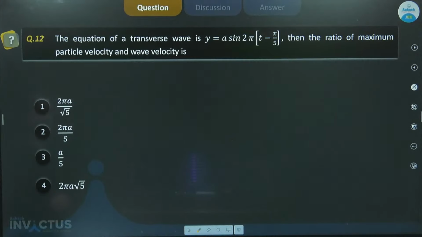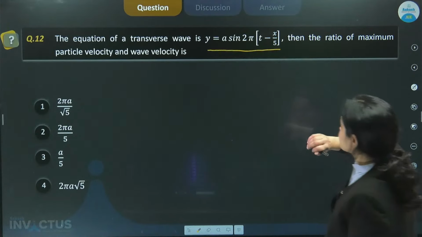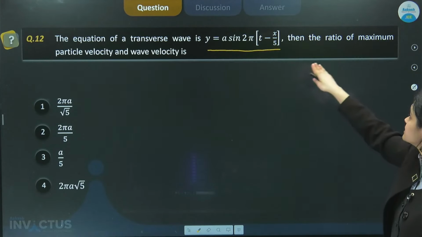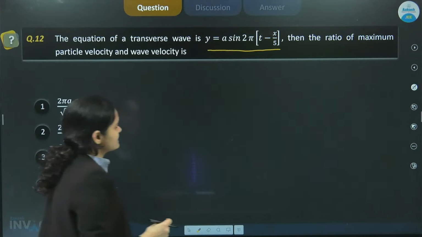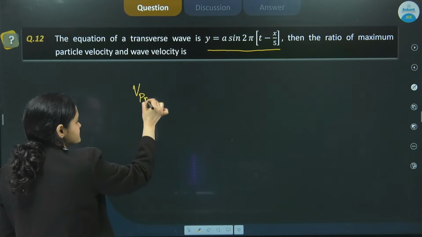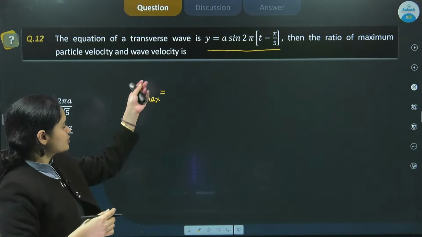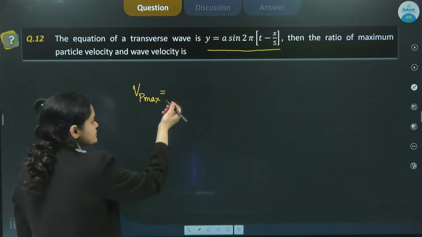Right, so now the next question. The equation of a transverse wave is given to us in this manner. By looking at this equation, we can see it's a progressive or traveling wave. The ratio of maximum particle velocity. So it's a nice, simple question basically. Each and every particle of this medium will be moving in SHM, a simple harmonic motion.